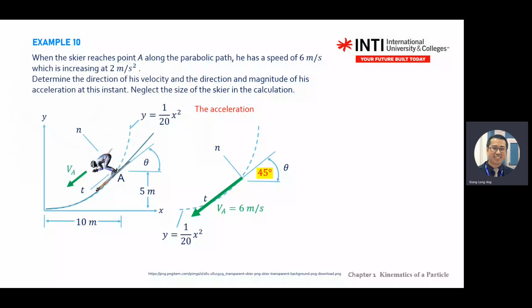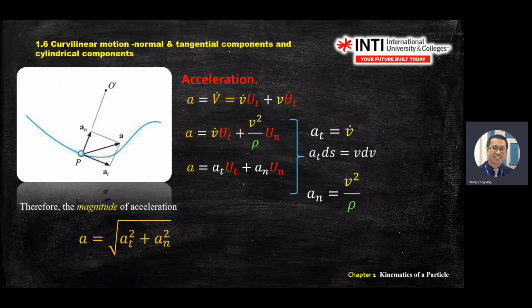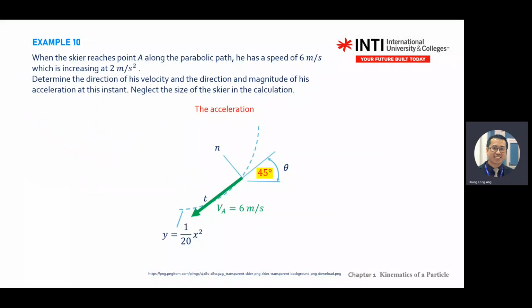Now go to the acceleration. Go back to these slides. You can find the AT and AN. I don't need to repeat this one, so go straight away. You apply these slides into your solution. Again, go back to your free body diagram. A equal to V dot ut plus V square divided by rho un. The VA actually is a Vt, the tangent component velocity.